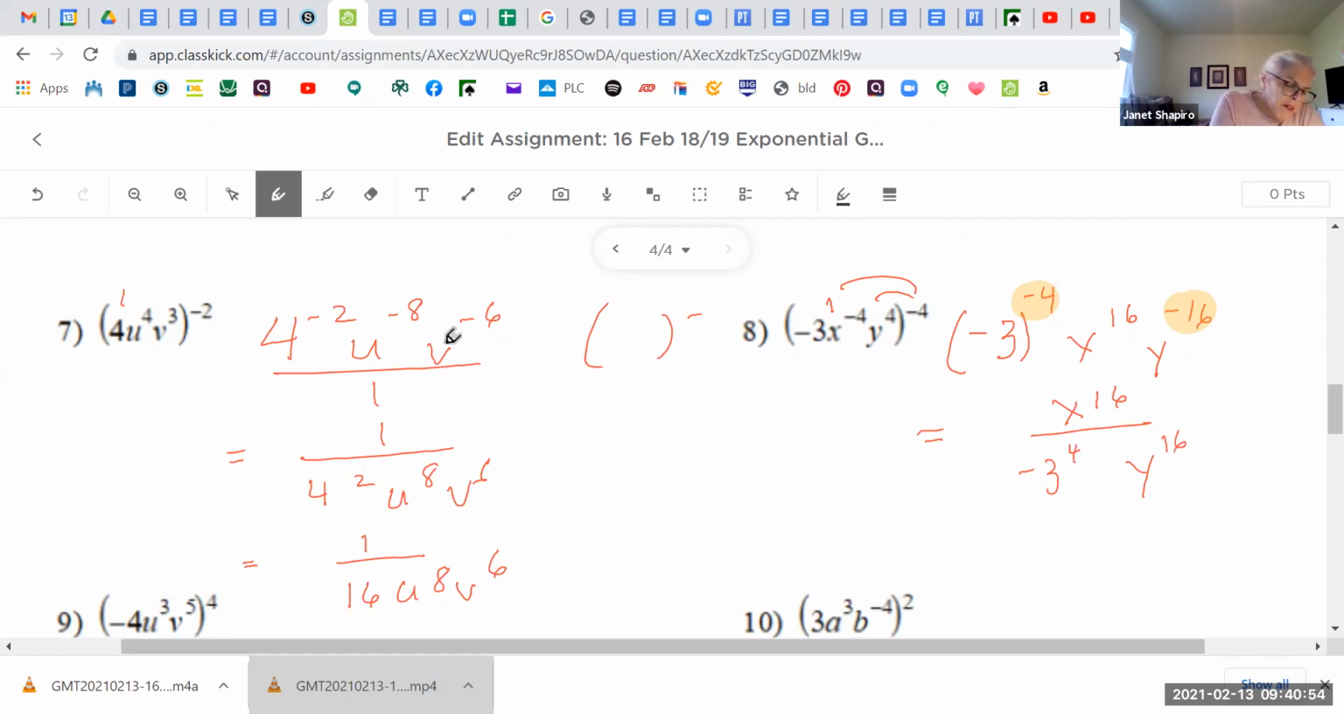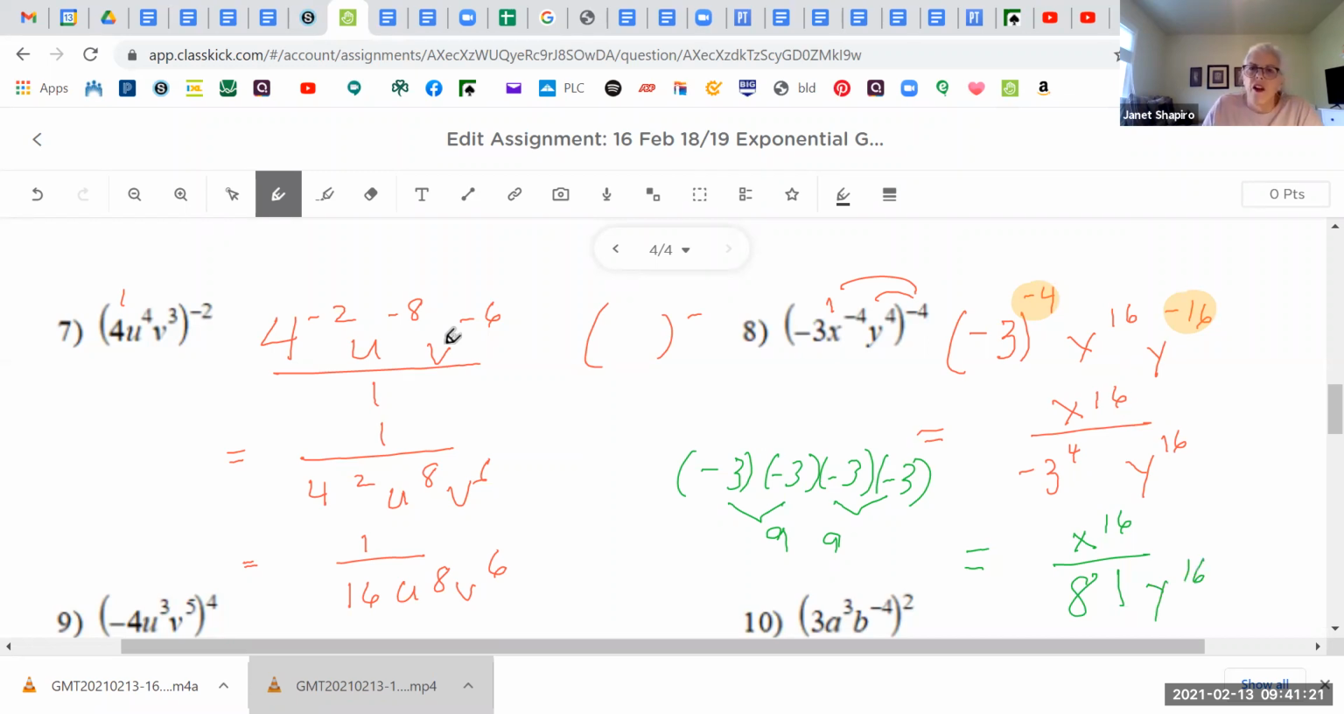-3 to the 4th power is -3 times -3 times -3 times -3. You can use your calculator. -3 times -3 is 9. -3 times -3 is 9. 9 times 9 is 81. So I end up with x to the 16th over 81 y to the 16th.